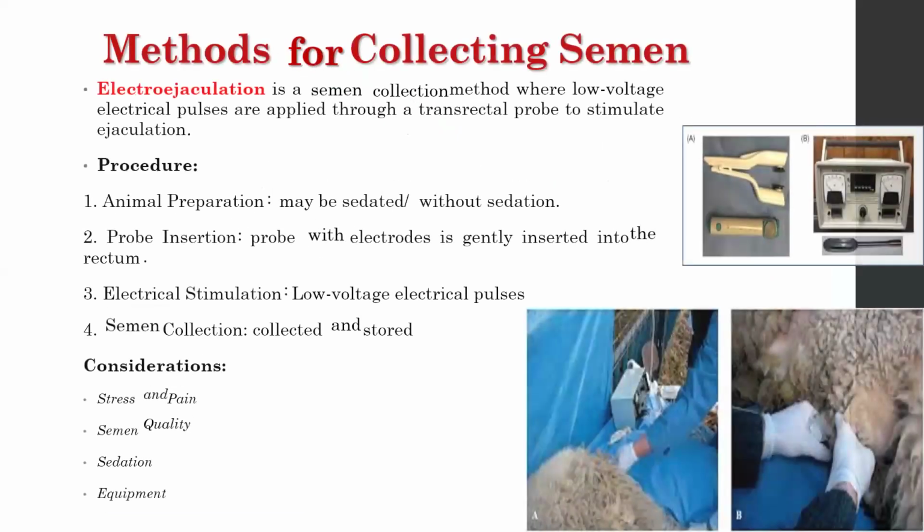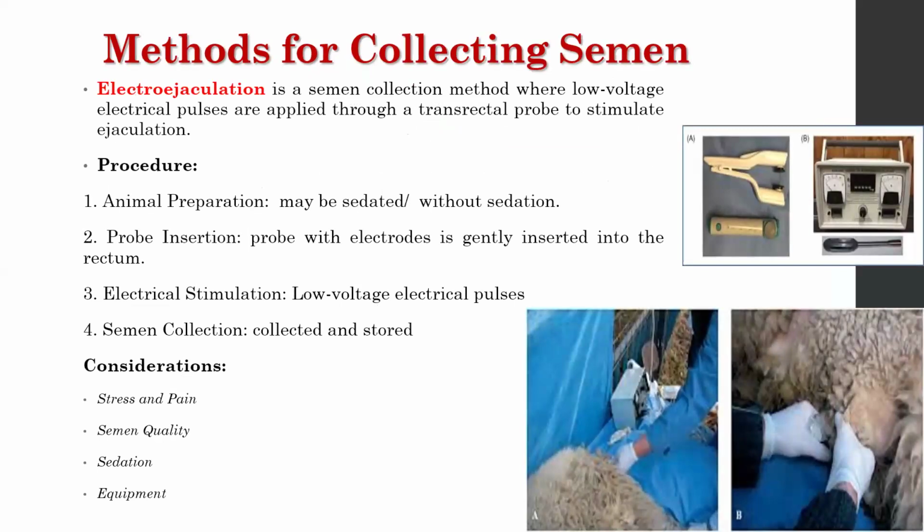In small ruminants it is most popular, as well as in large ruminants. When we talk about electroejaculation, we need a stimulator. An electrical stimulator is required. It is a method in which semen collection is done by applying low voltage electrical pulses through a transrectal probe to stimulate ejaculation.